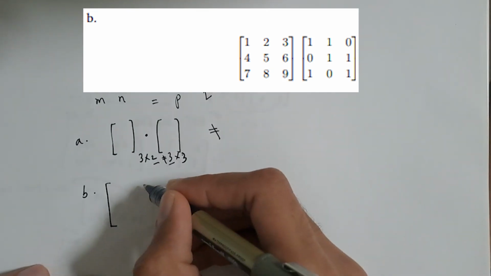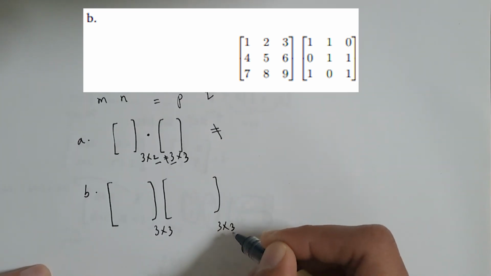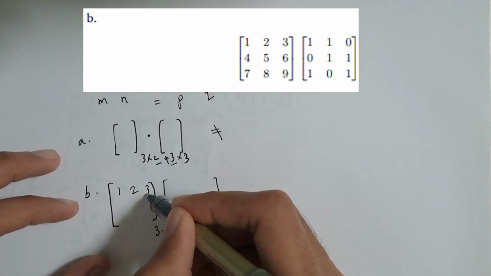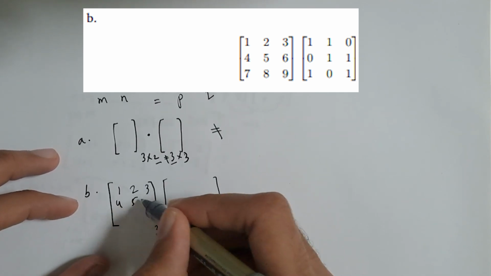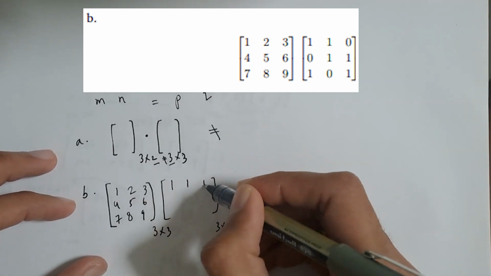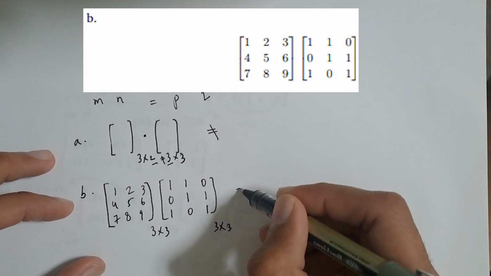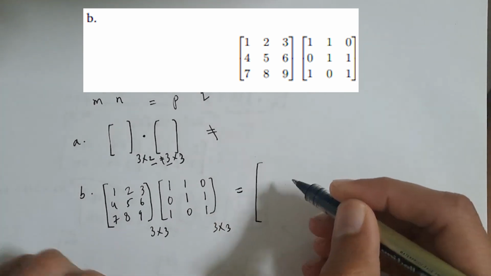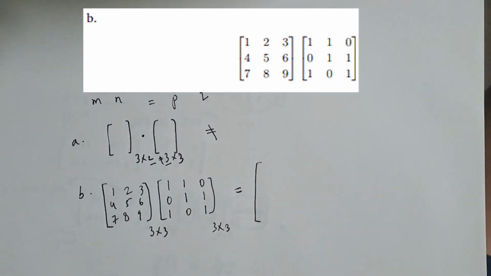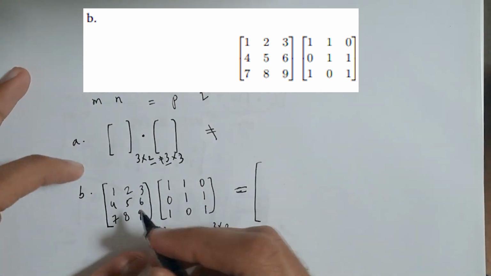Part B can be done because it's 3 cross 3 and 3 cross 3. So I'll write the values: 1, 2, 3, 4, 5, 6, 7, 8, 9, and 1, 1, 0, 0, 1, 1, 1, 0, 1. I hope I don't make arithmetic mistakes here. There are calculators available for this online as well, so if you really just want to check your answers very quickly, you can always use those. You can just search matrix multiplication calculators or use Wolfram Alpha, Desmos. There are all kinds of things available.